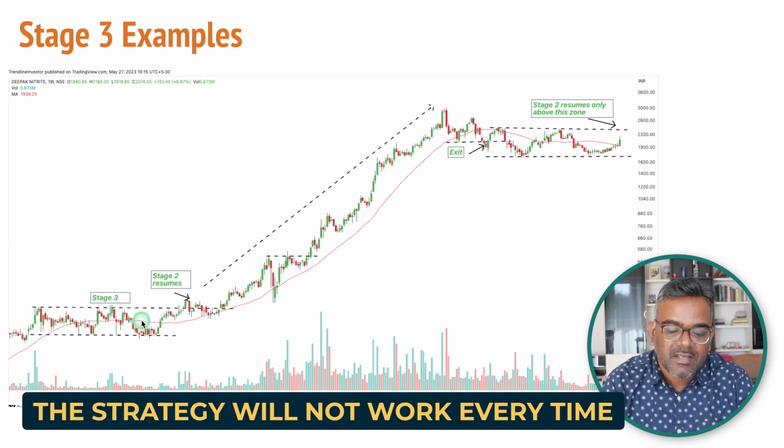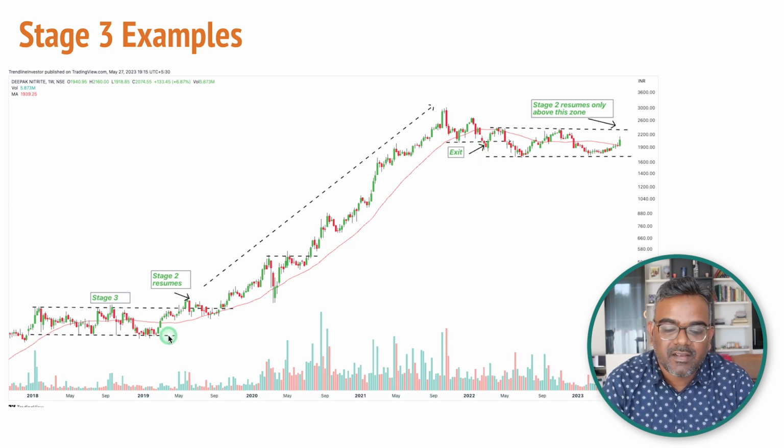So here in this case, if you had exited here, you might have missed a great bull run in Deepak Nitrate. And in case you think the stock is again going to break out, you need to ensure that the stock is bought only when it breaks the pivot high over here. Always consider the pivot high on the weekly charts. In case you want to buy, it has to cross the previous pivot high. That's the best time to buy any stock, right?